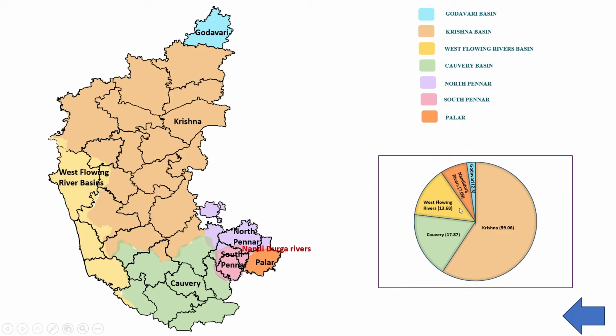Now let us see the east versus west flowing rivers. If we draw the Western Ghats here, through the districts of some parts of Belgaum, followed by Uttar Kannada, Udupi and Dakshina Kannada, the rivers that flow to the east of the Western Ghats are known as east flowing rivers, while the rivers that flow to the west of the Western Ghats are the west flowing rivers.